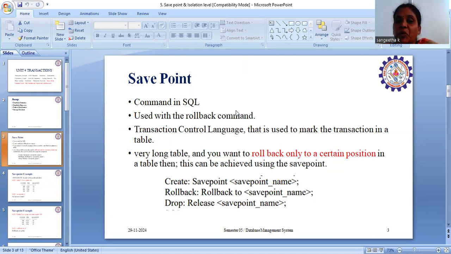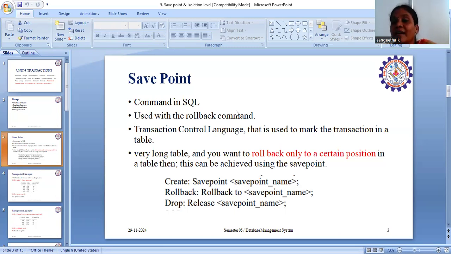I'm going to discuss the savepoint concept today. So we know that TCL, the Transaction Control Language commands, have the concept of savepoint. This is a command in SQL, used with the rollback command. Transaction control language is used to mark the transaction in a table. So if you have a very long table and you want to roll back only to a certain position in that table, this can be achieved by using savepoint.